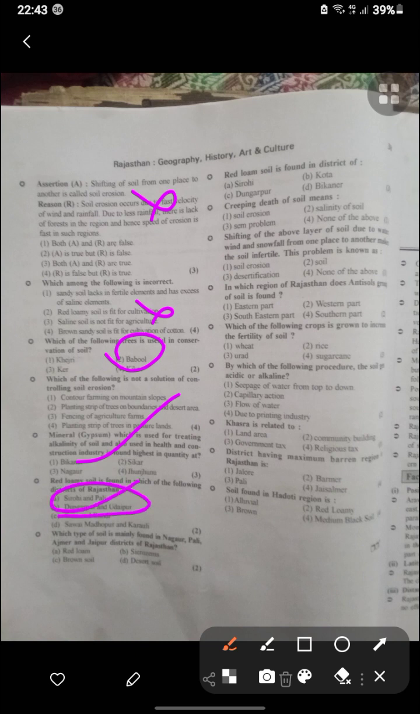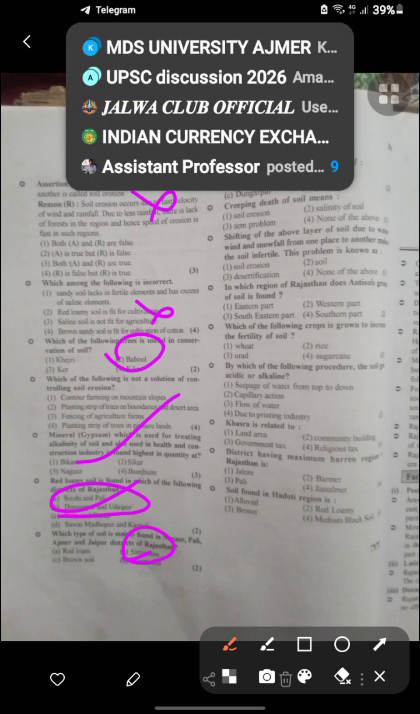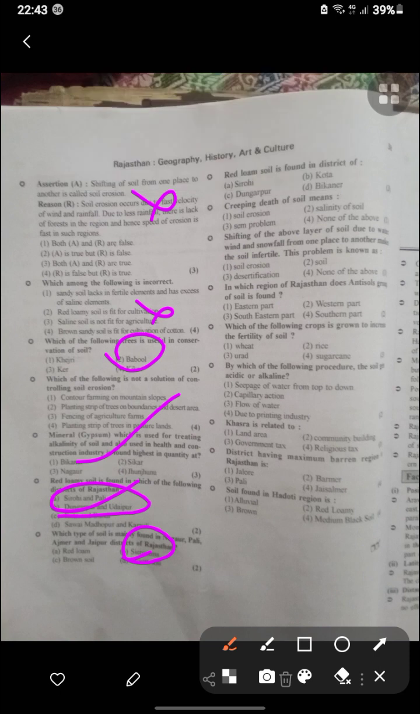Which type of soil is mainly found in Nagaur, Pali and Ajmer? Red loam soil is found in the district of Dungarpur. The creeping death of the soil, so that was soil erosion. Shifting of the upper layer of the soil due to wind and snowfall, that was soil erosion.